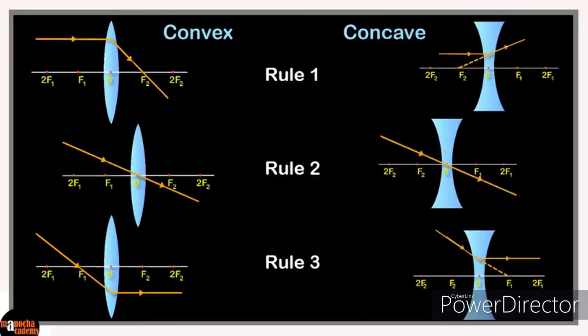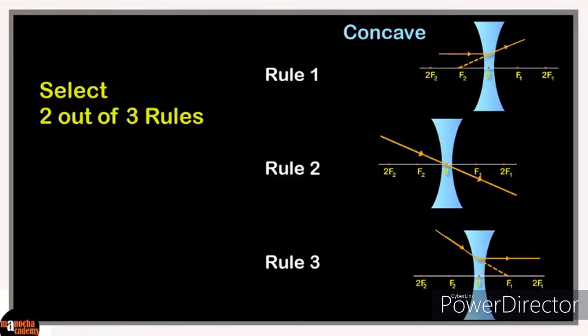Let's place the three rules that we have learnt for concave lens on our concept board. Similar to the convex lens, can you see that rule 3 is exactly the opposite of rule 1? It's due to reversibility of light. You need to select 2 out of the 3 rules.